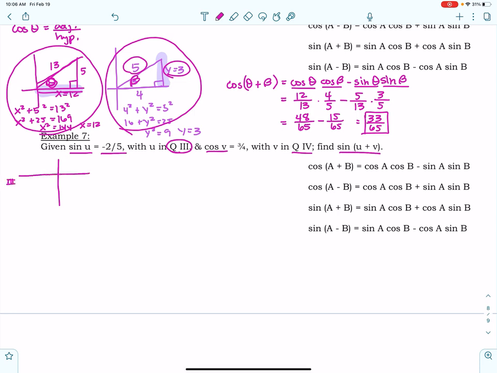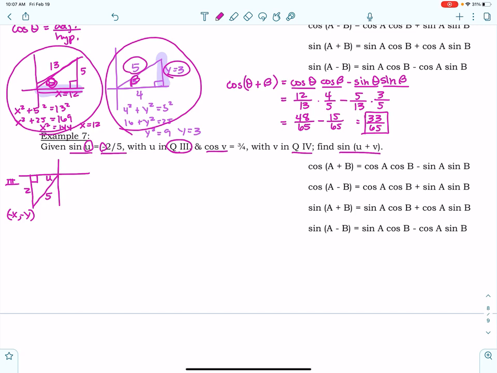All right, so I'm going to set up a right triangle. It's U, so I'm going to put U right here at the origin. Opposite is -2, hypotenuse is 5. Now, keep in mind that the side of a triangle can't be negative. All right? So the negative just tells me what quadrant it is in. Because remember, sine is your y value, and in quadrant 3, y is negative, and so is x. That's what that tells me.